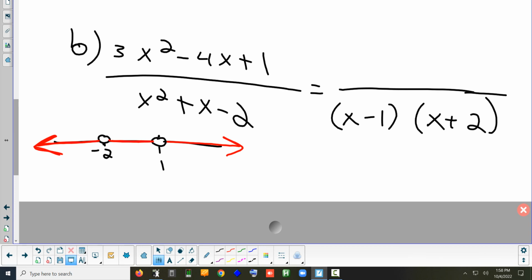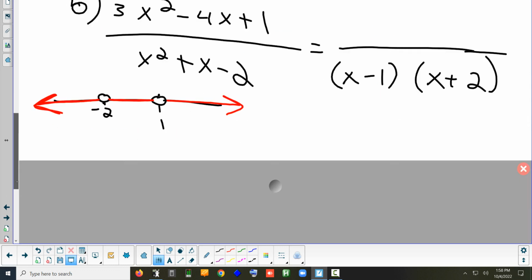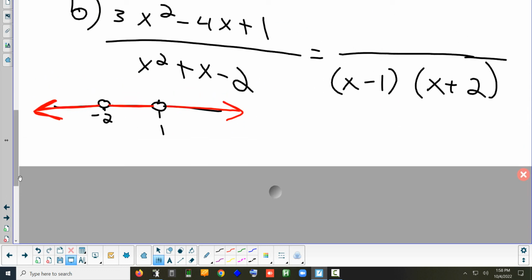How would you describe all the numbers below negative 2? How would we write that? We want to write it like we did up above, as an interval. How would we write everything below negative 2? Yeah, you put not the bracket, but the parentheses, with the negative infinity, and then negative 2. Okay, there's the first part. That's everything below negative 2.